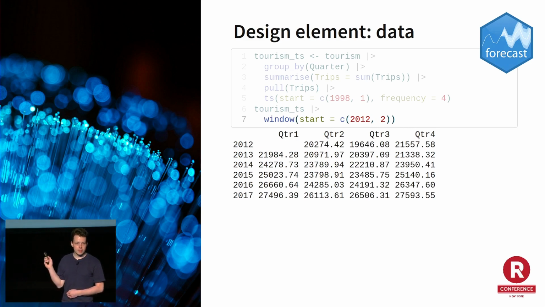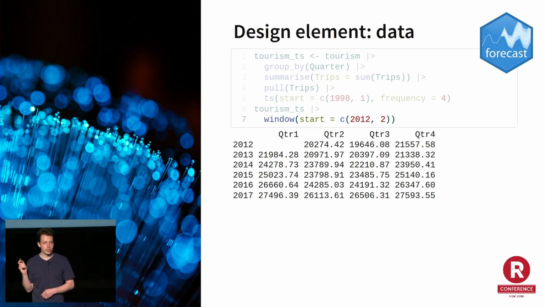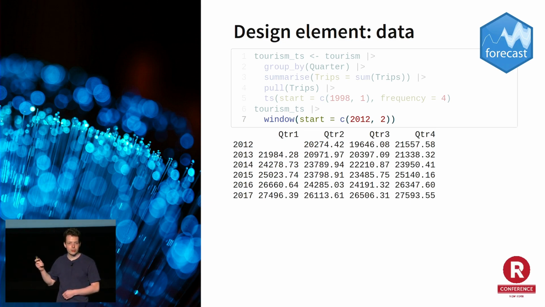Now, you also need domain-specific languages to work with TS objects. If you wanted to slice and dice in time, we use the window function. So I'm going to start from 2012,2. In this case, it's referring to quarter 2. But if I had monthly data, this would be February, the second number here too. So a bit confusing, multiple loadings of the same interface.